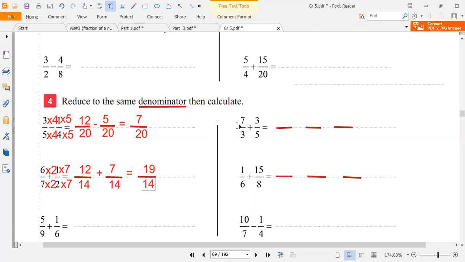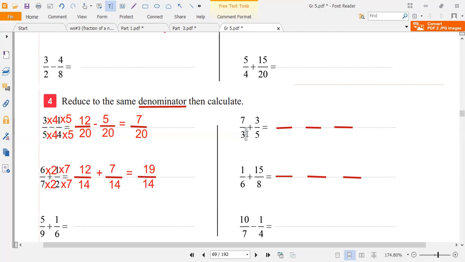We have now 7/3 plus 3/5. Can we simplify the fractions? No. 5 is not a multiple of 3. So what we have to do? We take the greatest number and we think 5 times 2 is equal to 10. Is 10 a multiple of 3? No. 5 times 3 equals 15. And 15 is a multiple of 3, so we have to reduce them to 15.